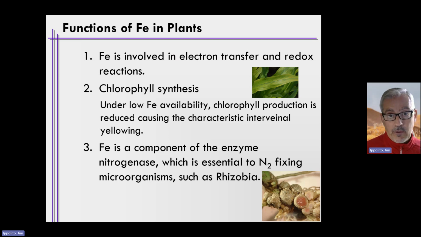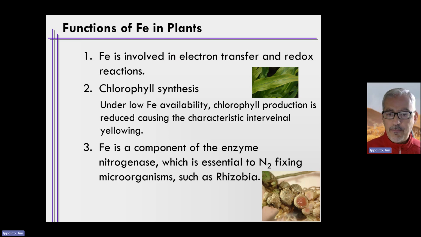Because iron plays a role in chlorophyll synthesis, when we have low iron availability, chlorophyll production is reduced, and it leads to characteristic interveinal chlorosis or yellowing, which is what you see in the picture. We're going to talk about this in more detail very shortly. Interveinal chlorosis is when the veins are still green and in between the veins is chlorotic.